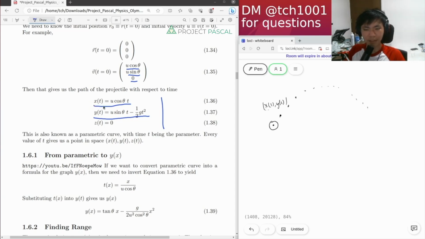Since x is a function of time and y is a function of time, if you vary the parameter t, you're going to get that the object traces out this parabolic motion. And that is what we mean by parametric curve. You're varying the parameter t. The time t is a parameter describing this curve.